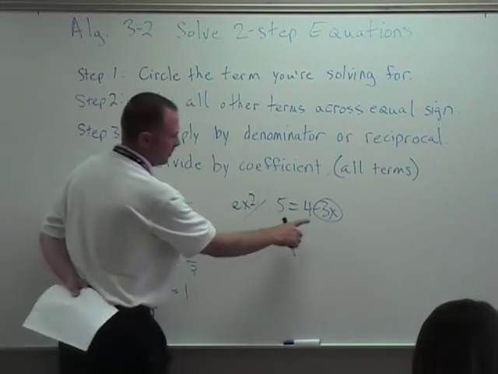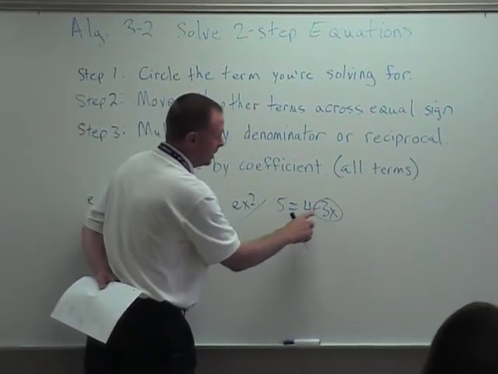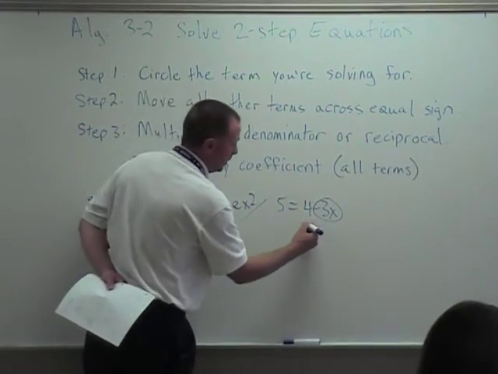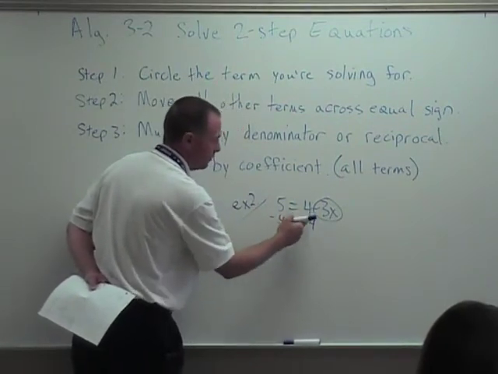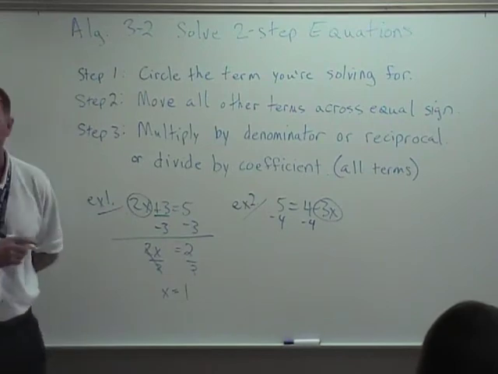So that's the term I'm solving for, the minus 3x. I need to get rid of this positive 4. So we subtract 4, because 4 minus 4 is 0, right? Inverse property of addition.